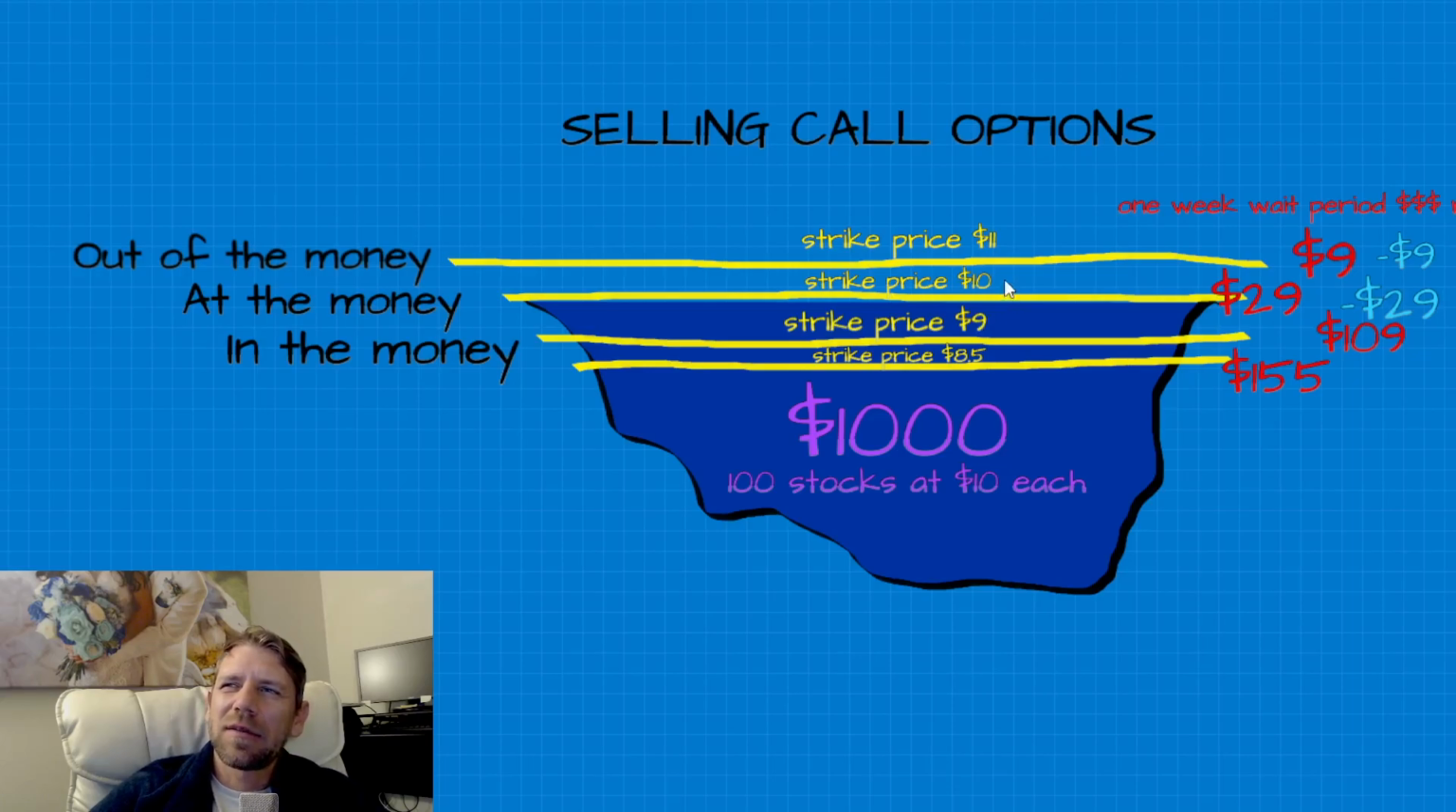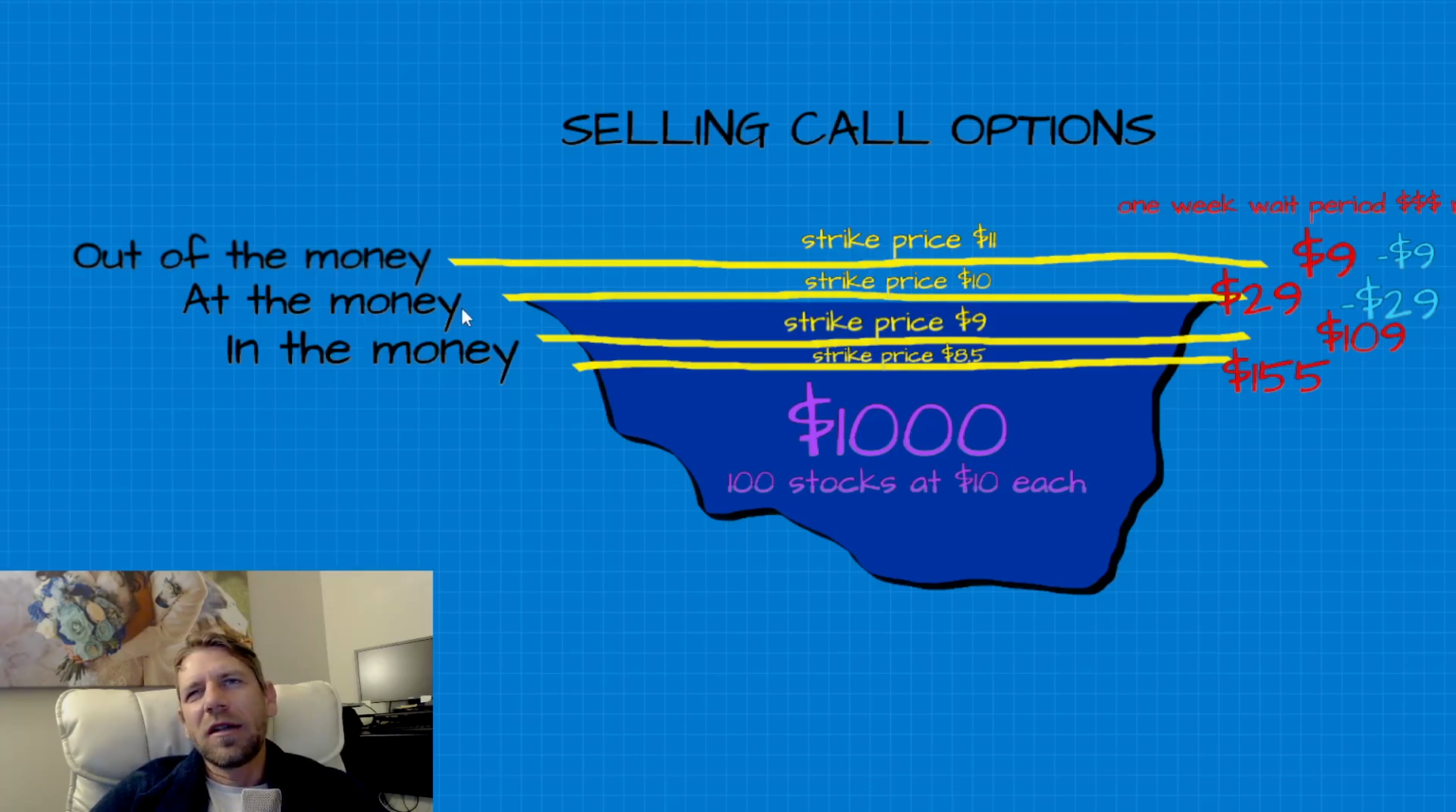So if the lake keeps filling up all the way to 1050 or 1075, you don't lose those gains all the way up until $11. You get to keep your shares and keep the gains. However, you're only getting paid $9 for selling that call option at 11, instead of the bigger, juicier $29 level that you would receive near the strike price, at the money, near the current price.